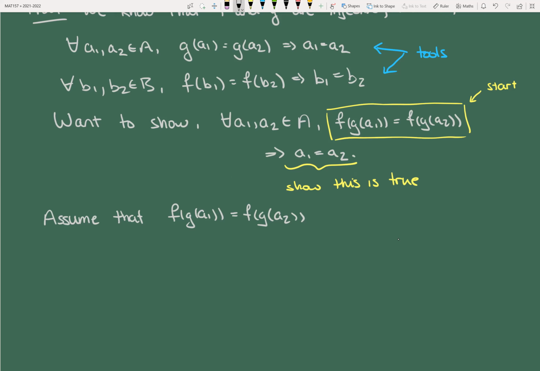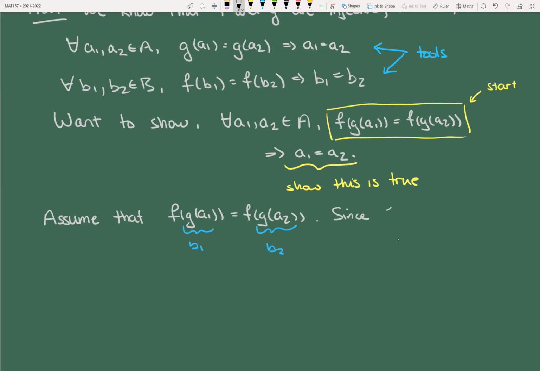But what I do know is that F of G of A1 is equal to F of G of A2, that's actually the second tool there, right? It's written a little bit weird because in our tools it's written as B1 and B2, but basically I'm thinking of G of A1 here as my B1, and that's my B2, right? So I've got F of B1 is equal to F of B2 here. So that tells me that B1 is equal to B2.